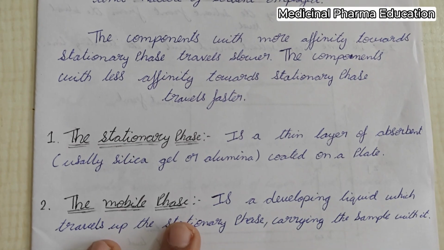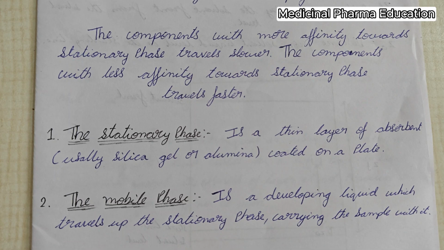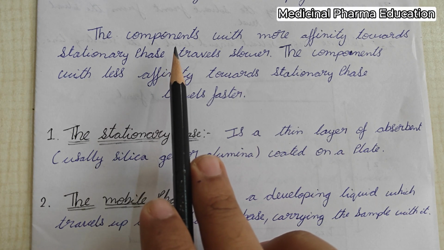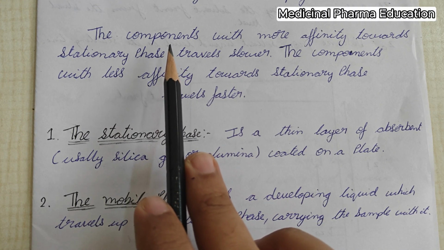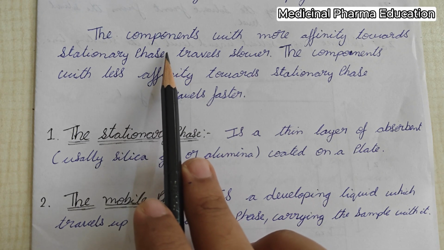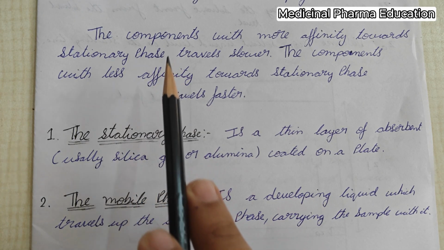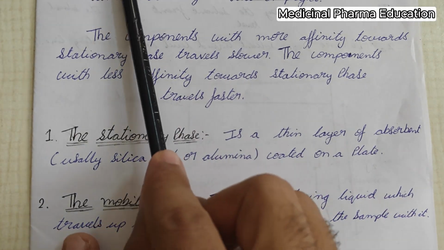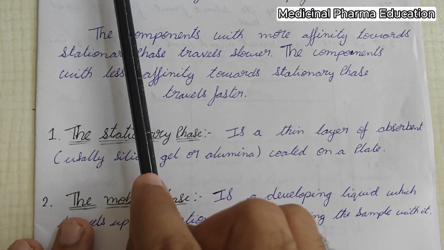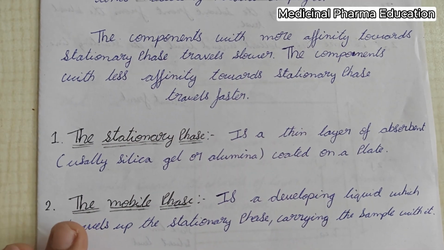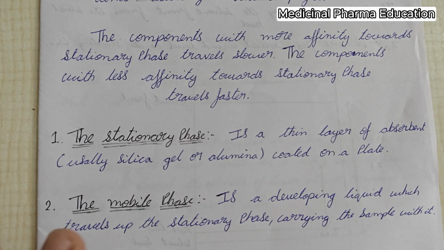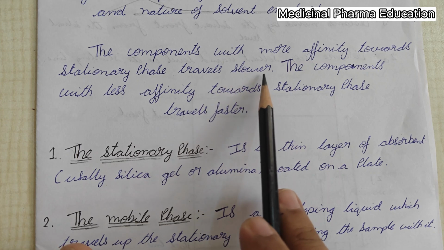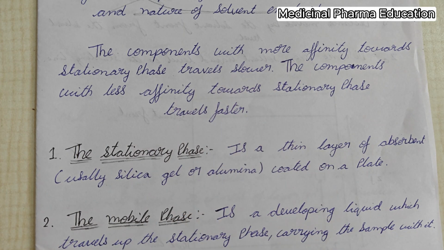This is a universal principle. In every case, if the component or the sample has more affinity with the stationary phase, it moves slower. If it has no affinity, it moves faster. That's the simple principle involved in TLC. In chromatography itself, compounds with more affinity travel slower, and with less affinity travel faster. This is the basic concept.